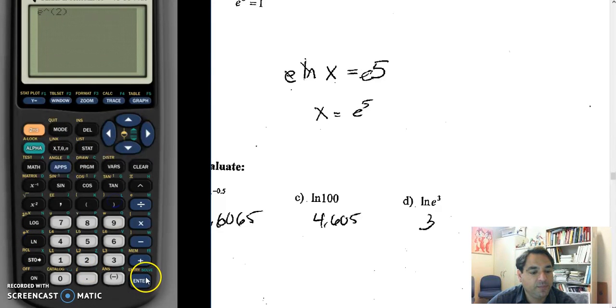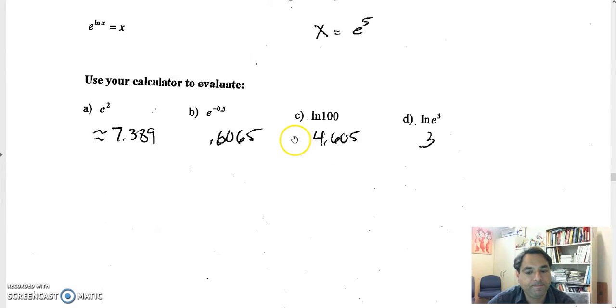So e to the 2 will give you that number. If I want to do e to the negative 0.5, it would give you that number. If I wanted to practice the ln, which is kind of the reverse, natural log, ln of 100, it would give you that number. And if I did the ln of e, second ln, of let's say 3, open parenthesis, close it, when you do ln and e, or vice versa, they kind of cancel each other out, and you're left with a 3. So that's where those are located.